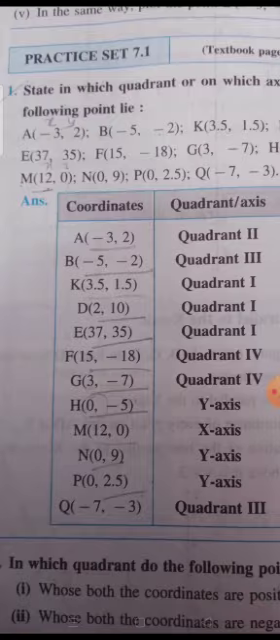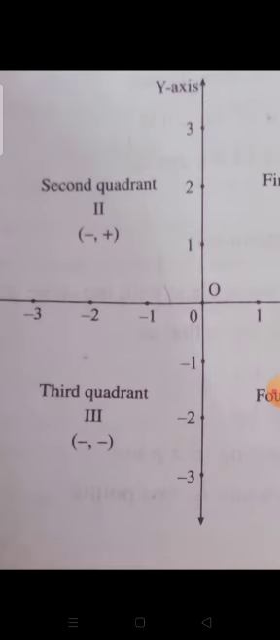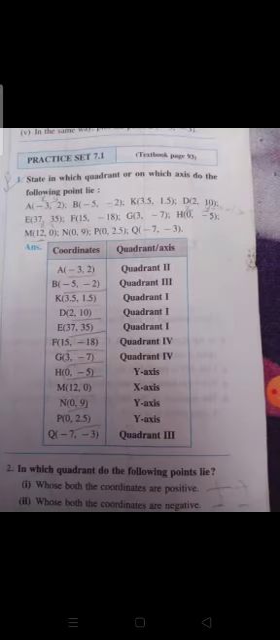So in which quadrant does it lie? The very first one is minus and the second one is plus, so it lies in the second quadrant. The second one, both the points are negative, so it is the third quadrant. Considerably, we will find all the quadrants like this only.